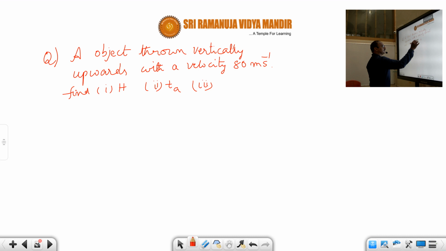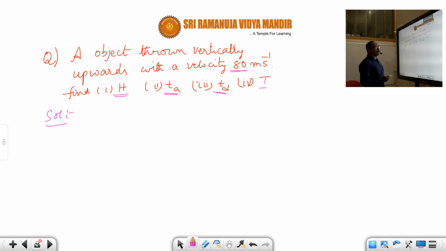Now we'll see. Students, while practicing, change the u value. Instead of 80, you can take 45, 55, like that also you can take, and you can find the maximum height, time of ascent, time of descent, and also the time of flight.